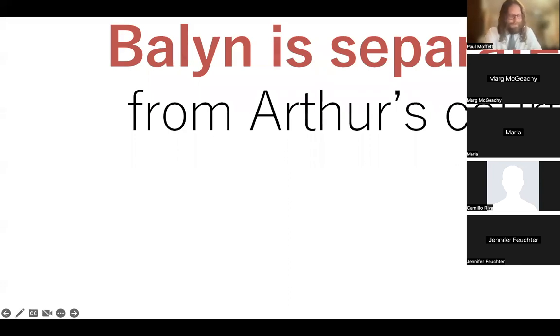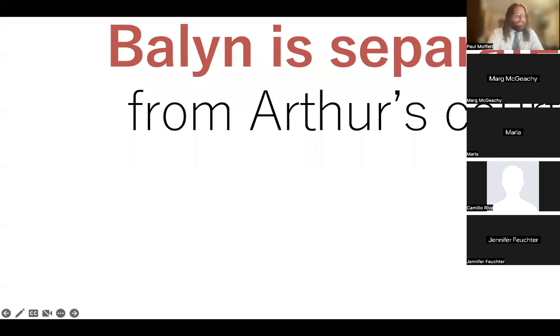But a little bit about Balin. Balin is separate from Arthur's court. He is a knight who takes up a whole section of the story, but it is ambiguous whether we could really call him one of King Arthur's knights. He's not one of the knights of the Round Table. He's not of Arthur's court. His primary fealty is not to Arthur.